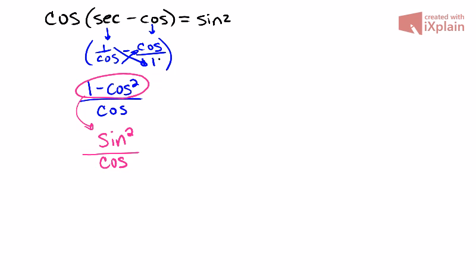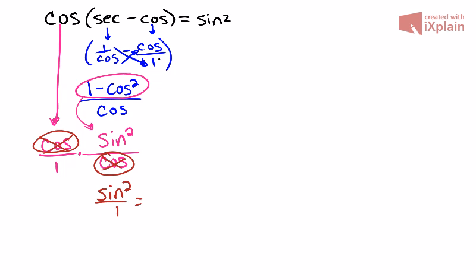Okay, so we're done with everything in parentheses. Now I need to bring down my cosine and multiply. Remember, never change cosine, so leave that as cosine over 1. I'm multiplying. Since I'm multiplying, I want to look for like terms on top and bottom. Cosines match. I'm left with sine squared over 1, which is the same thing as sine squared, which is what we needed. Okay, this is the mini lesson for 12/1/2015.